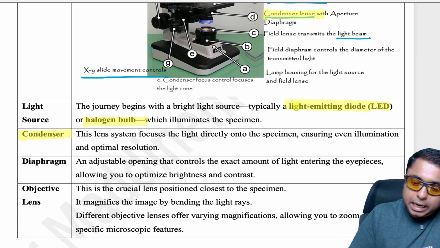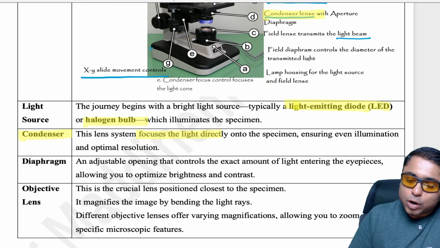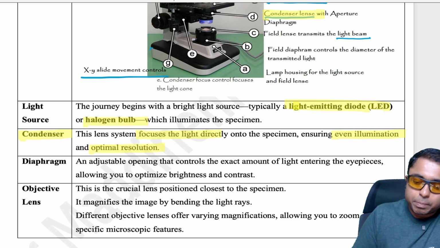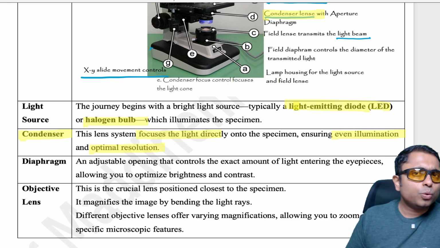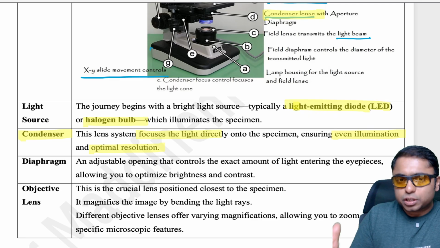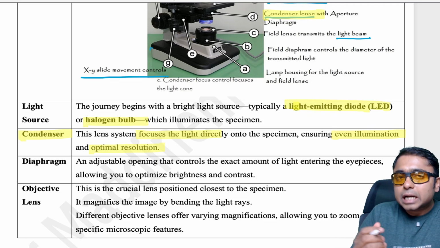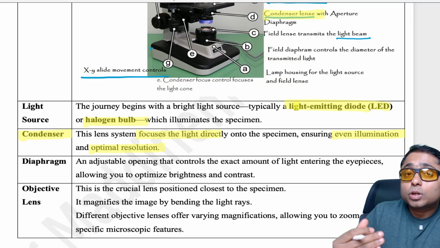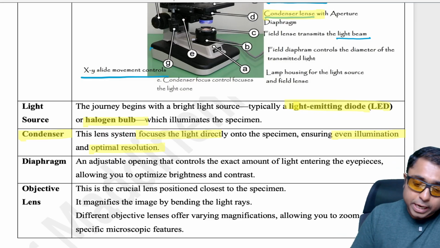What is the use of this condenser? This helps in focusing the light directly on the specimen and ensures even illumination and optimal resolution, which you require at different magnifications. How much you should keep the condenser open or closed depends upon what magnification you are actually working with.